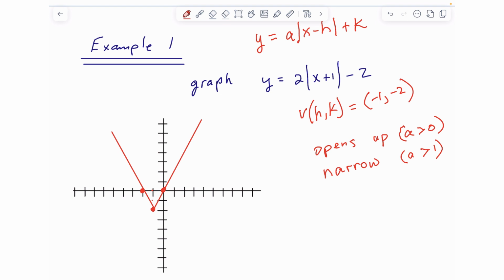And these are the things you always remember to pay attention to: these 3 things. You want to find the vertex, you want to find out if it opens up, and you want to find out if it's narrow. And that's all you do.